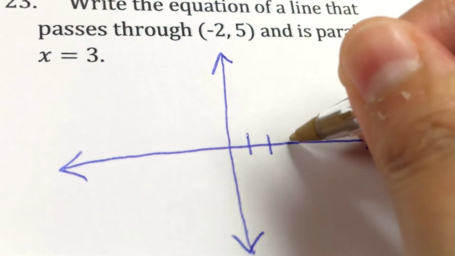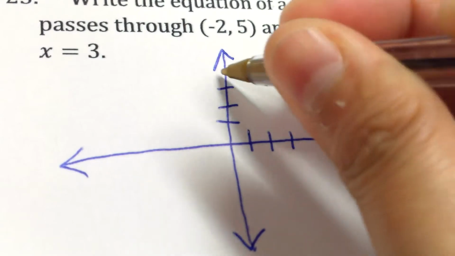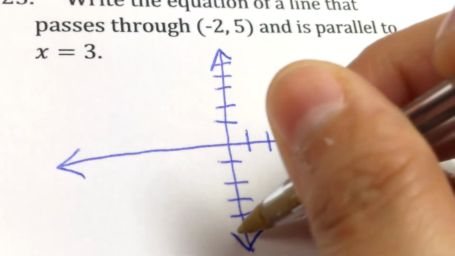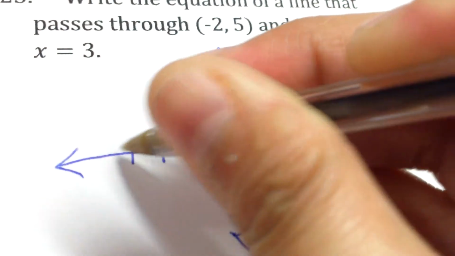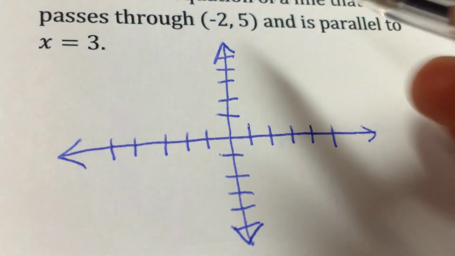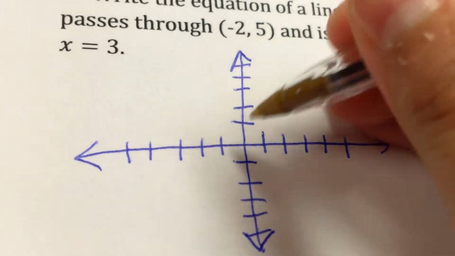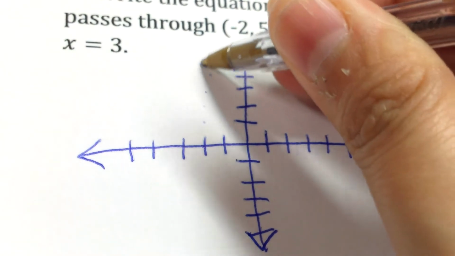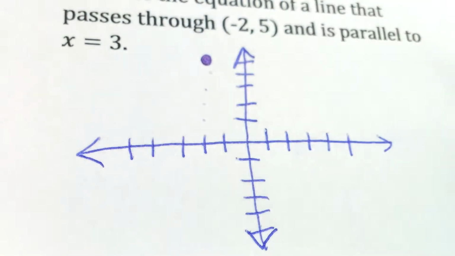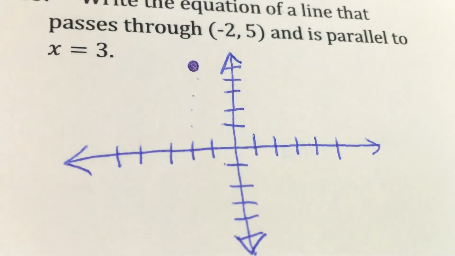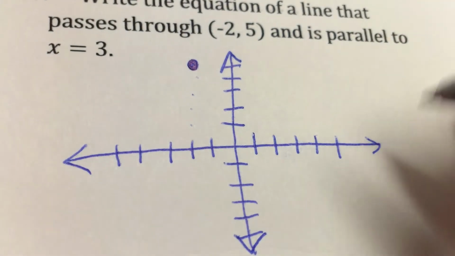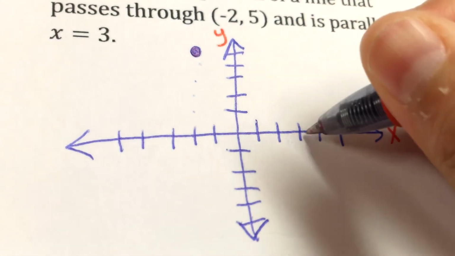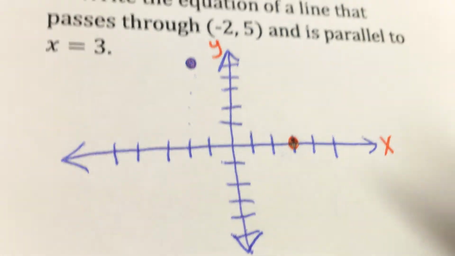Okay, so write the equation of a line that passes through this point and is parallel to that, x equals 3. So let's go ahead and I'm going to do 5 marks. The reason I'm doing 5 is because of the point. So negative 2, 5, negative 2, 1, 2, 3, 5. Parallel to x equals 3. So we're going to go to x equals 3. This is my x. X equals 3. 1, 2, 3. This is x equals 3.